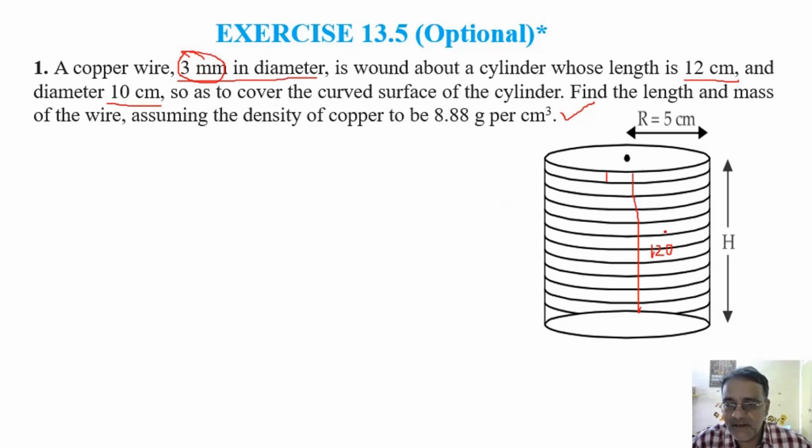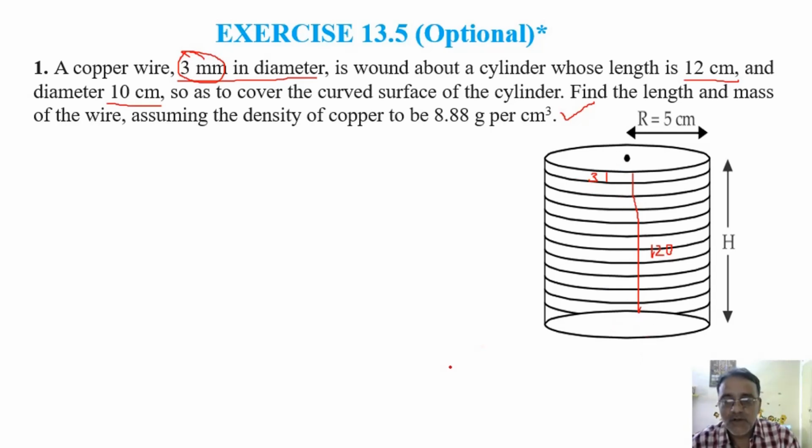So how many rotations are there? How many wounds are there? How many times have we wrapped it on this? One, so the width is 3, and 120 by 3 is 40. Yes, very good, 40. So the total length is divided by the diameter.